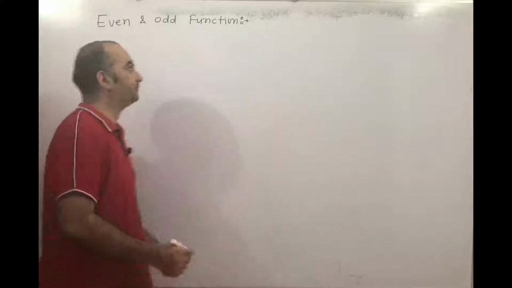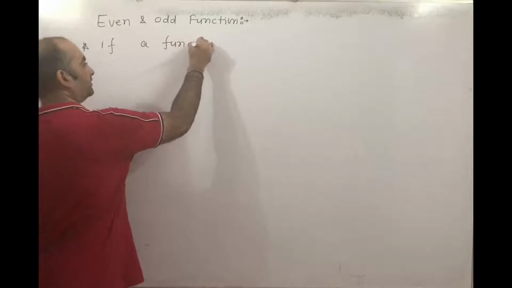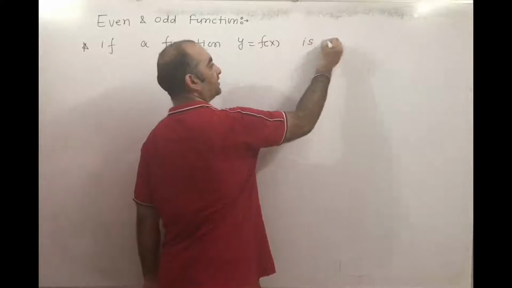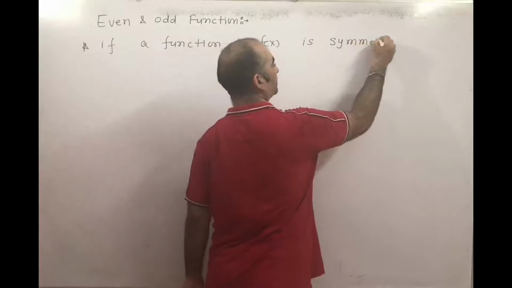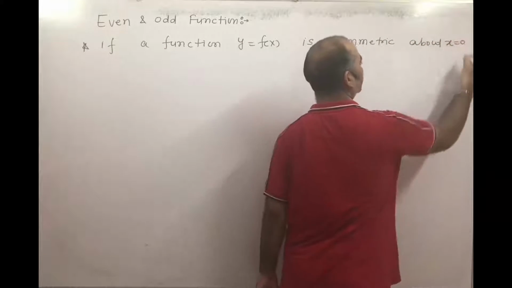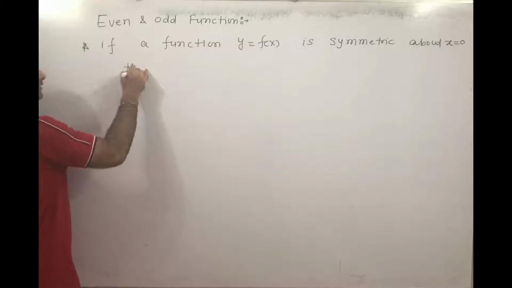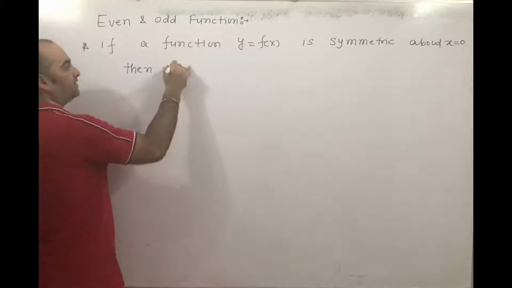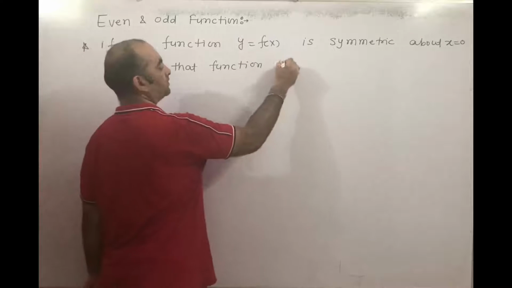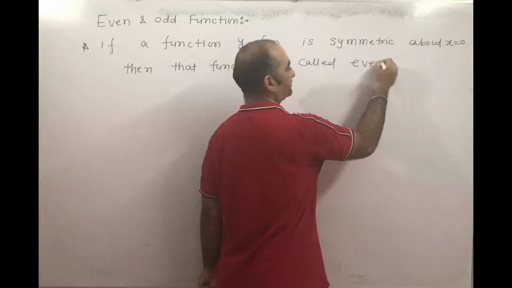Next we are discussing even functions. If the function y equal to f(x) is symmetric about x equal to 0, then that function is called an even function.